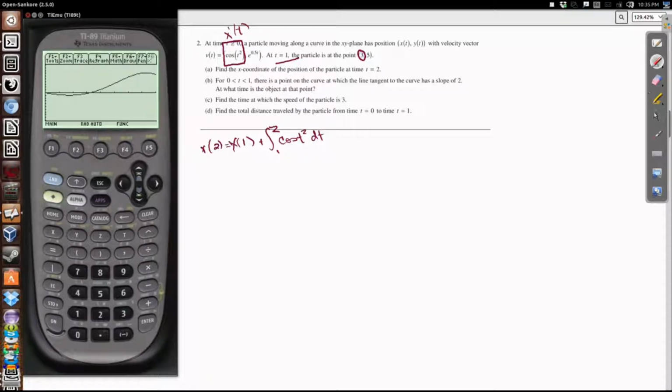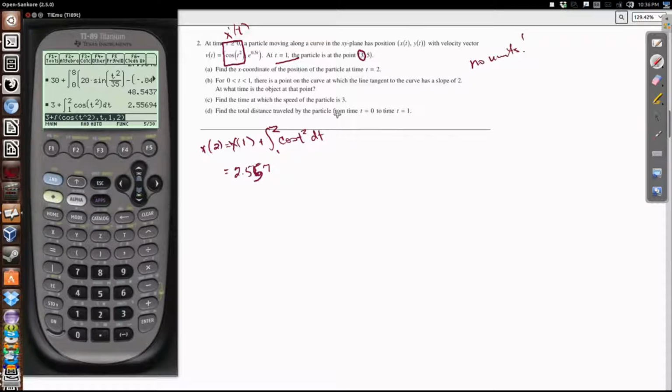So I'm going to jump over to my calculator real quick, and we're going to go to our home screen. And I want to figure out what x of 1 is, which is 3, plus the integral, and I'm going to be integrating cosine of t squared with respect to t from 1 to 2. And we're going to find out that x of 2 ends up being 2.557.